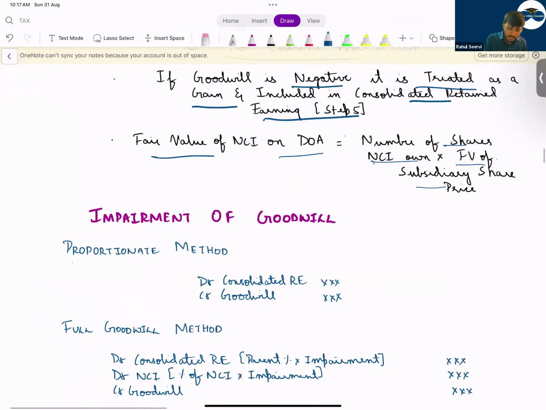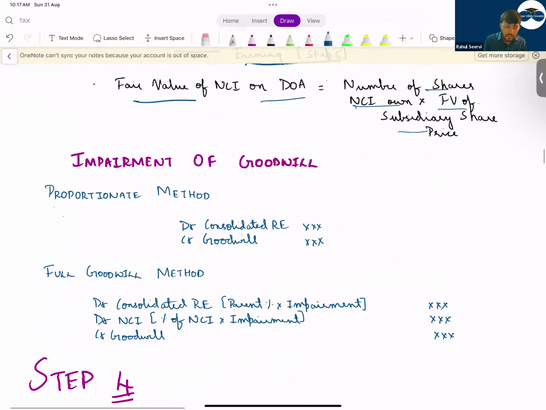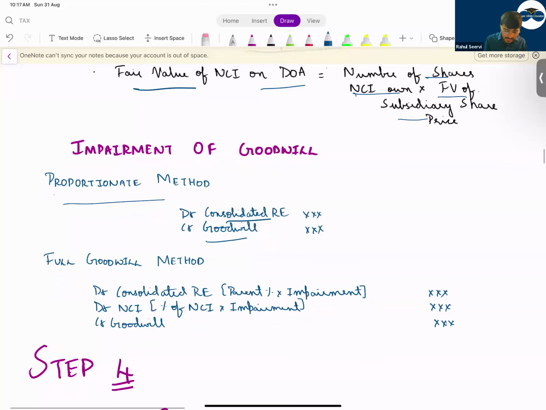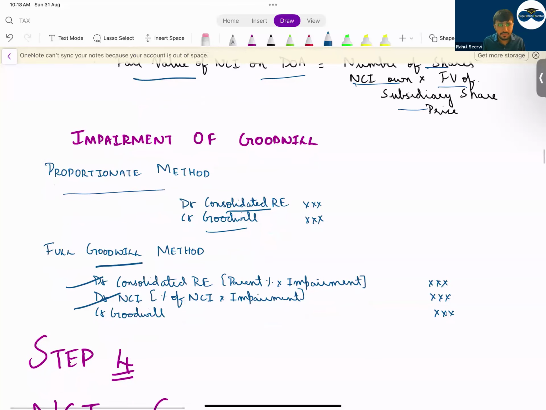Then what? Impairment of goodwill. In the proportionate method, sir, it will only be given to the parent. In the full goodwill method, it will be given to NCI and parent, both of them.